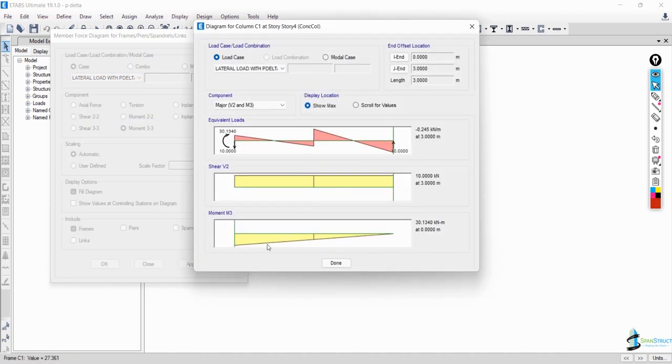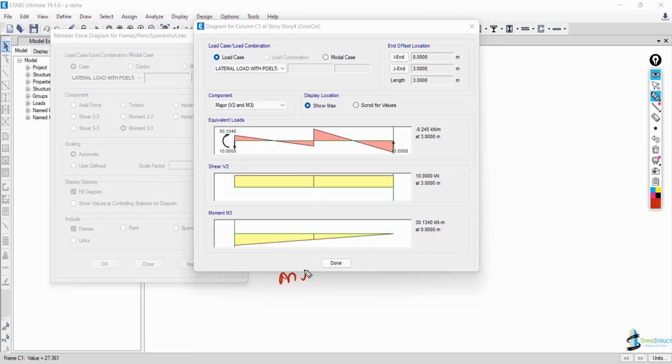If you look here, before that we were getting a moment of 30 kilonewton meter here, but right now we are getting a moment of 30.1340 kilonewton meter. So there is a little change here, which is caused by the P-delta effect. The moment we are getting here is both the primary moment plus a secondary moment. The primary moment is about 30 kilonewton, plus we are getting 0.1340 kilonewton meter more, which is the secondary moment.